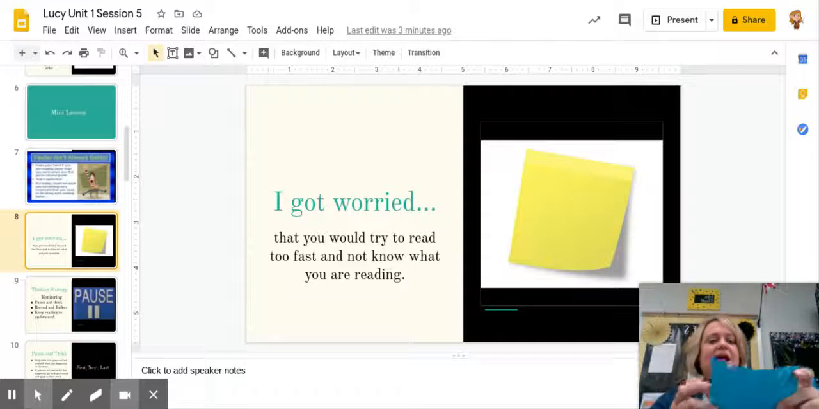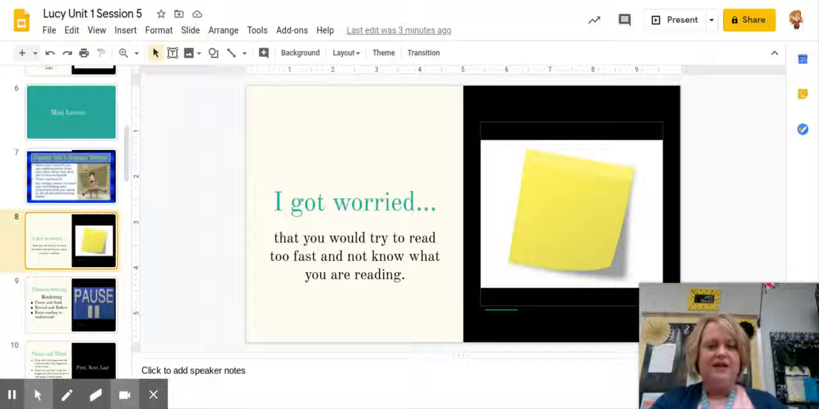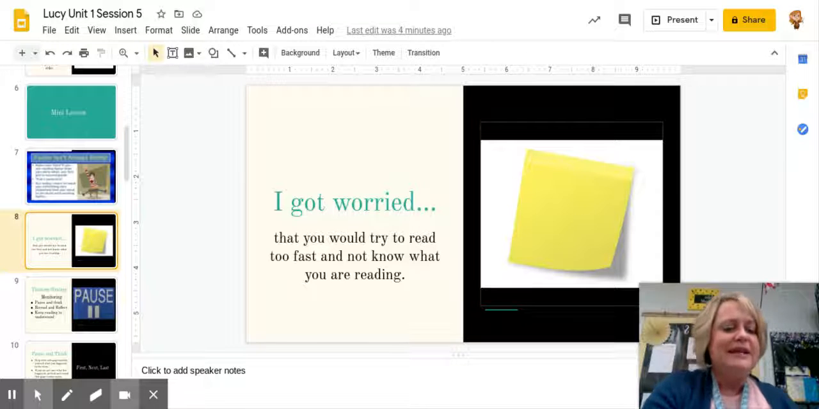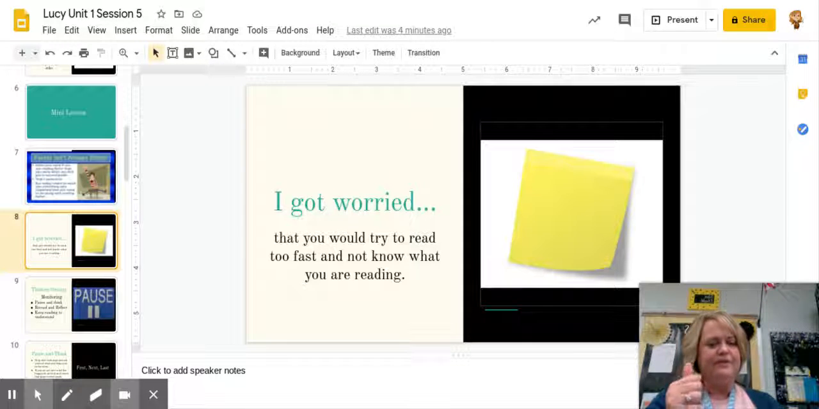I wrote on a Post-it note, readers need to be careful not to get going and reading faster and faster and forget to think about the story. I wanted to put this note down because I wanted to remember to tell you that today. I don't want you to think Mrs. Steck thinks that you should be reading as fast as you can. I am not saying that.